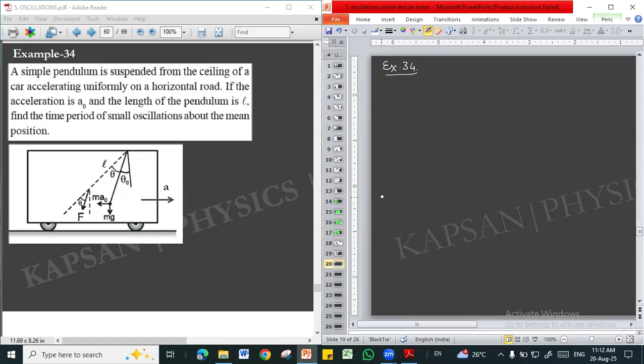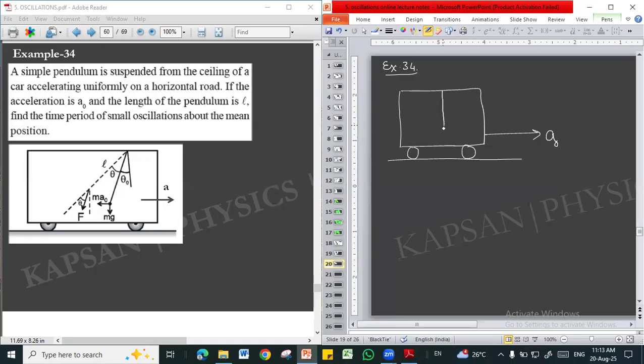A simple pendulum is suspended from the ceiling of a car accelerating uniformly on a horizontal road. If the car's acceleration is A0 and the length of the pendulum is L, find the time period of small oscillations about the mean position. This is basically the derivation that we did yesterday. This is the car accelerating rightward on the horizontal surface with an acceleration A0.